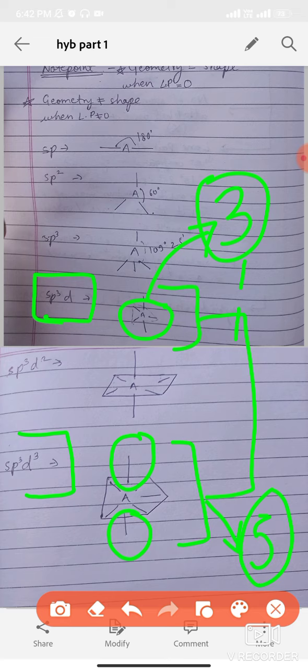And what shape is this? This is a pentagon. This was a triangle, so it was named trigonal bipyramidal. So this is pentagon, this one is pentagon, so this is pentagonal bipyramidal. So easy to remember the structures.